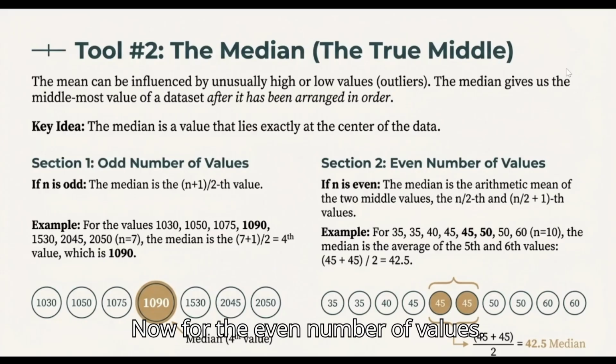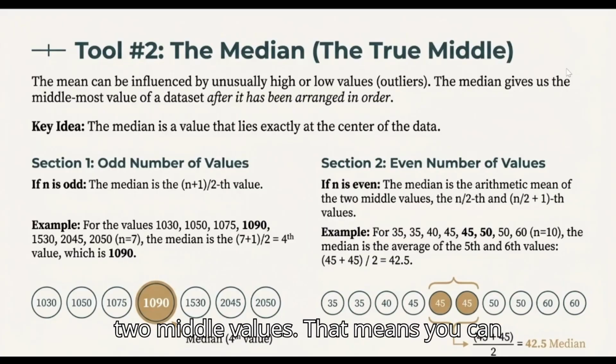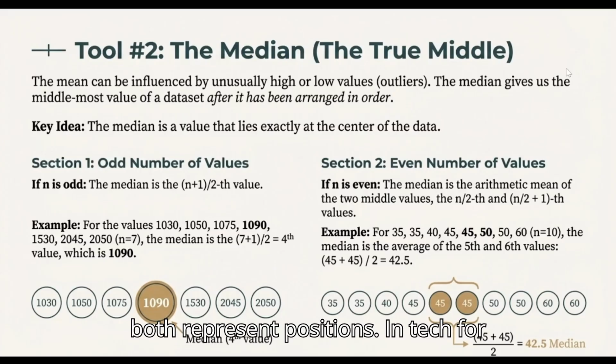Now for the even number of values. If n is even, then the median will be the arithmetic mean of the two middle values. That means you can write it as 1 by 2 times the bracket of (n by 2) added with ((n plus 2) divided by 2). Here n divided by 2 and (n plus 2) divided by 2 both represent positions in the data.